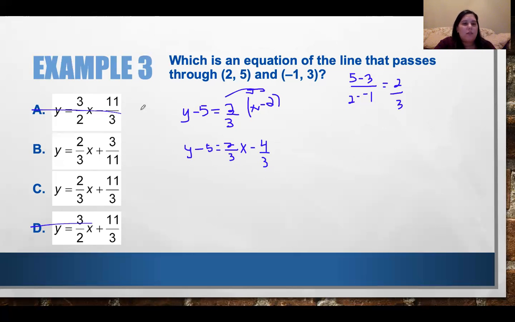So we're going to change 5 into 15 over 3. That is the same thing as 5. So I'm going to add 15 over 3 to both sides. And when we do that, negative 4 plus 15 is positive 11. So we're going to get y equals 2/3 x plus 11 over 3, which gives us our answer choice of C.